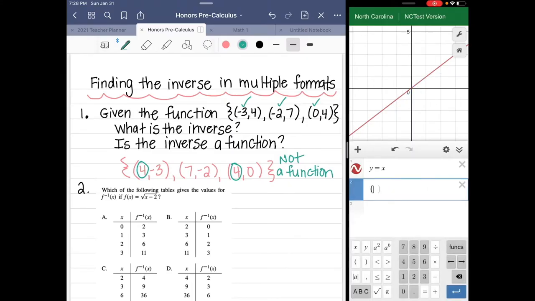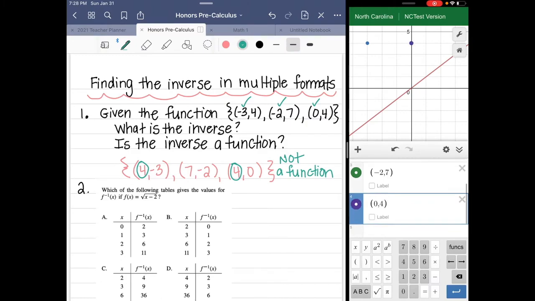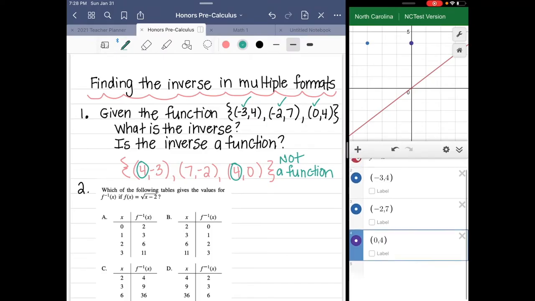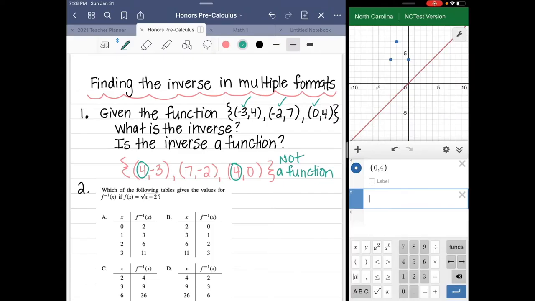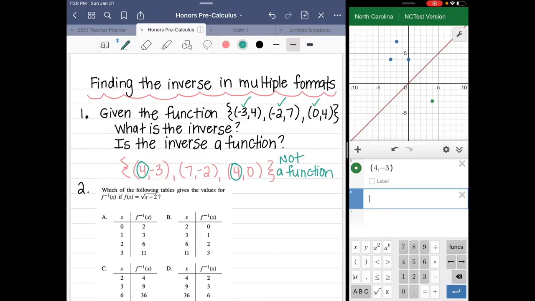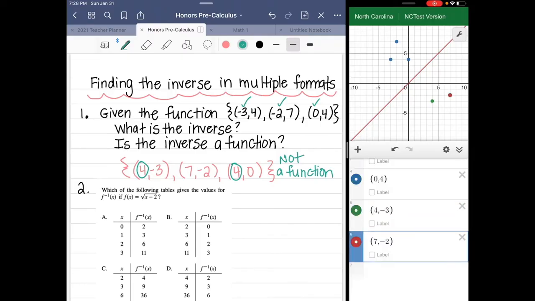So if I look at this on my set option, I can say that I had -3, 4, and then I had -2, 7, and the last one was 0, 4. Now I'm going to change these so they're all in blue, and we can see that these are all grouped together. All right, now I'm going to look at my inverses that I did. So we did 4, negative 3. Let's change that to green. And then we have 7, negative 2.